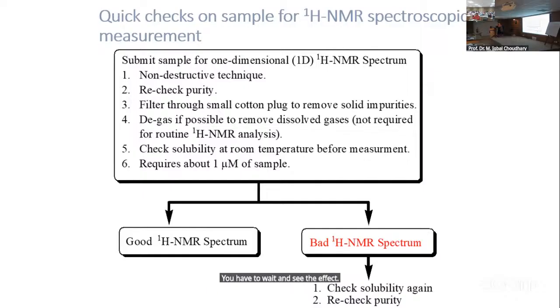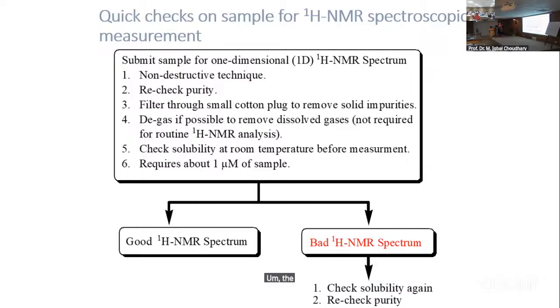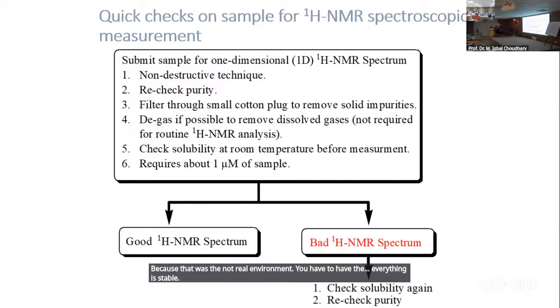You decrease the temperature by 1 Kelvin and then wait. Everything needs to be stabilized. As soon as you decrease, there is a shift, and you can monitor and measure it. When we take you to the NMR lab, we will show you how temperature affects the recording. We cannot record anything because that is not the real environment. You have to have everything stable, then you record your NMR.